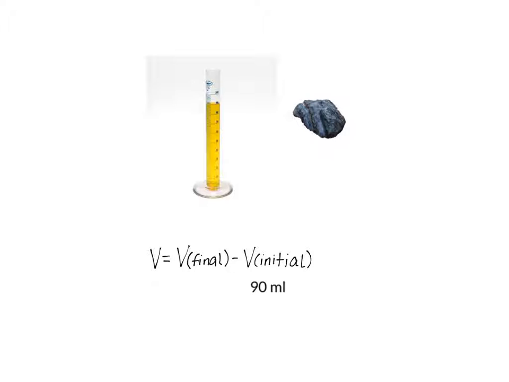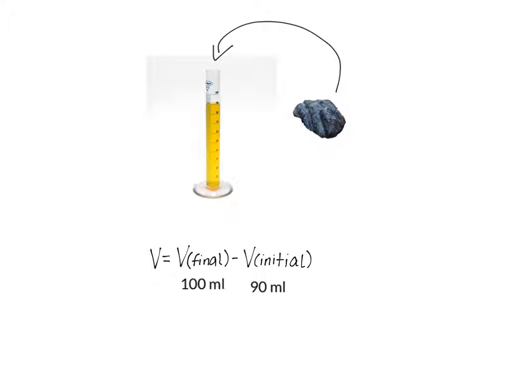And then the final volume would be after you place the rock into the graduated cylinder, the water is going to move. Now you need to be sure that when you fill up your graduated cylinder to take the initial volume, you have enough room so that the water doesn't overflow. Once you place the rock in the graduated cylinder, you're going to have a final volume. Let's just imagine that the final volume is like 100 milliliters.